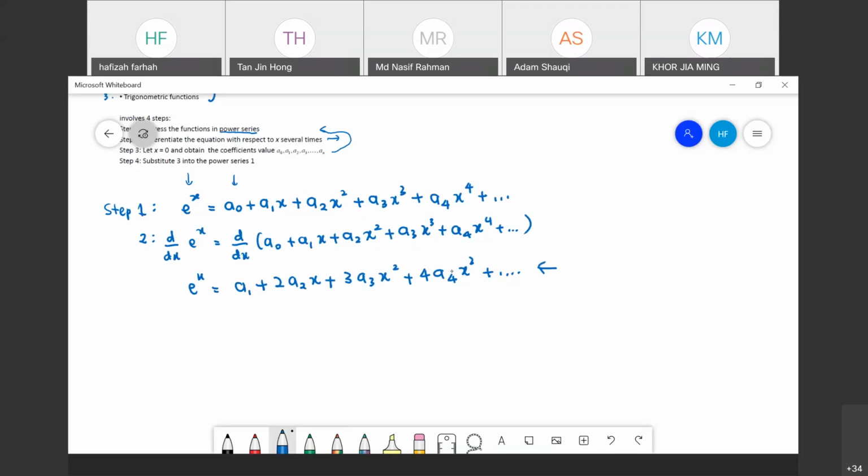So we have e to the power of x equals 2a2 plus 6a3x plus, so this will be 12a4x squared. Differentiate again. So we have plus 24a4, and again. So we stop here.